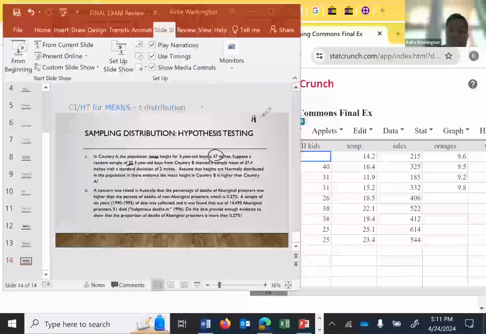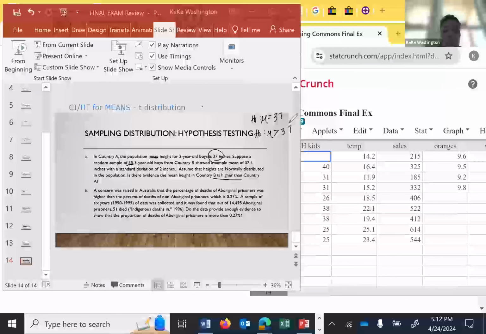So my hypothesis would say, well, the information that I was given was that the mean height is 37. And my research hypothesis says, well, is there evidence that it's higher? So greater than 37.